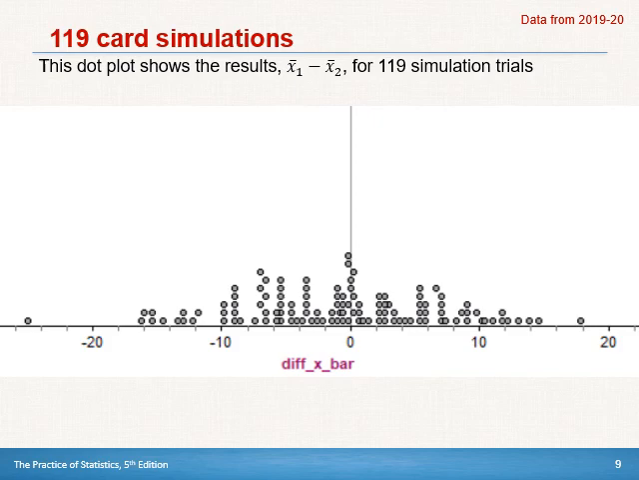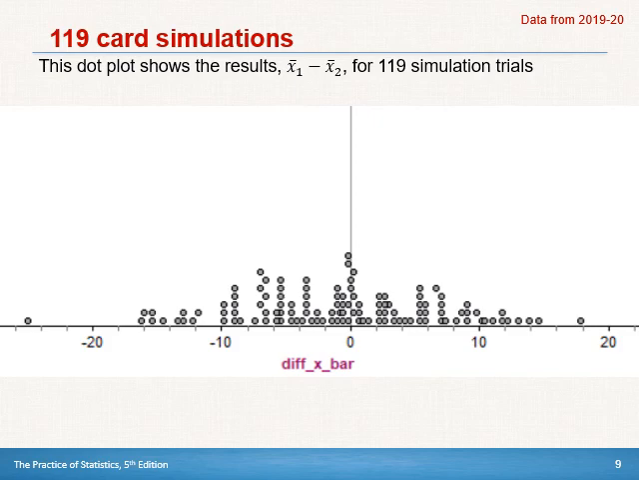for 119 simulations. And you can see here that it does seem like they're centered at 0, which is what we would expect. If there really is no difference, we would expect this to be centered at 0. Now, that's the center of our distribution, but that's not evidence that there is no difference, right? Because our simulation is assuming that there is no difference and that it was just by chance. So it makes sense that our simulated dot plot is centered at 0.